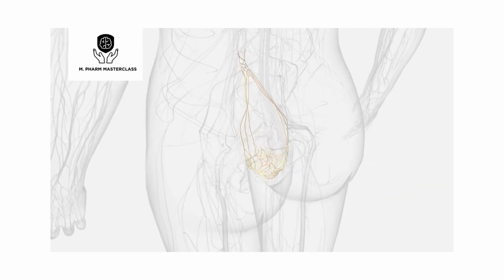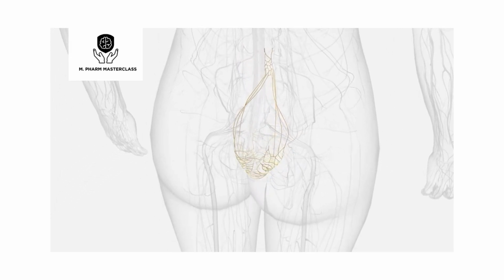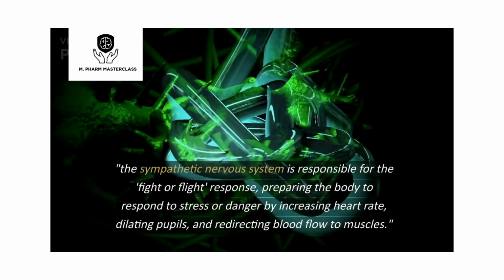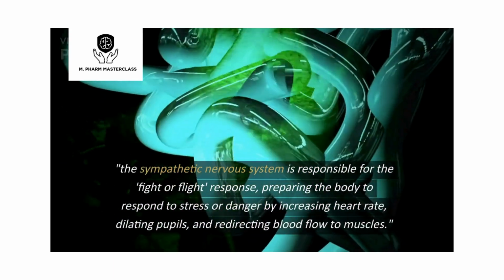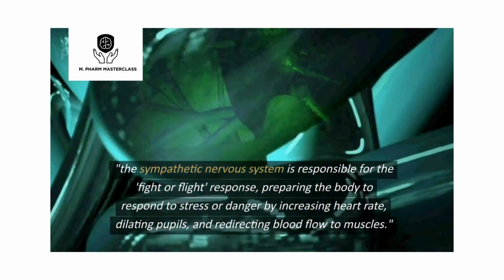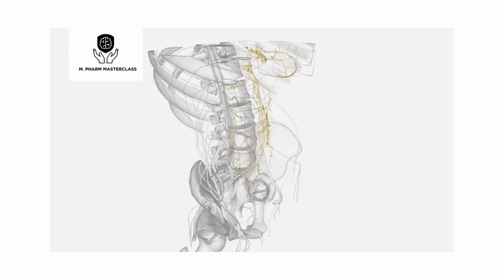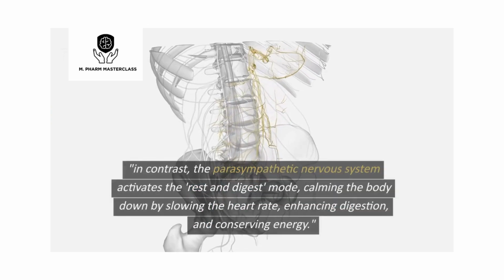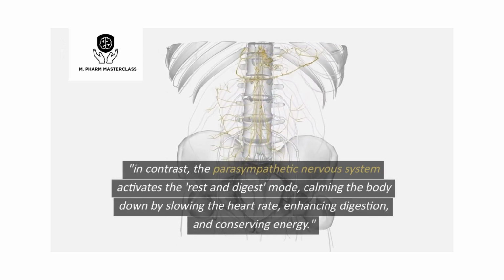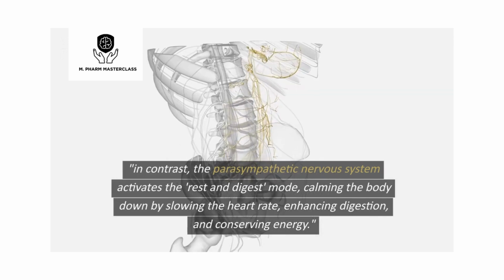Visual. The sympathetic system highlighted as fight or flight, and parasympathetic system as rest and digest. The sympathetic nervous system is responsible for the fight or flight response, preparing the body to respond to stress or danger by increasing heart rate, dilating pupils, and redirecting blood flow to muscles. In contrast, the parasympathetic nervous system activates the rest and digest mode, calming the body down by slowing the heart rate, enhancing digestion, and conserving energy.